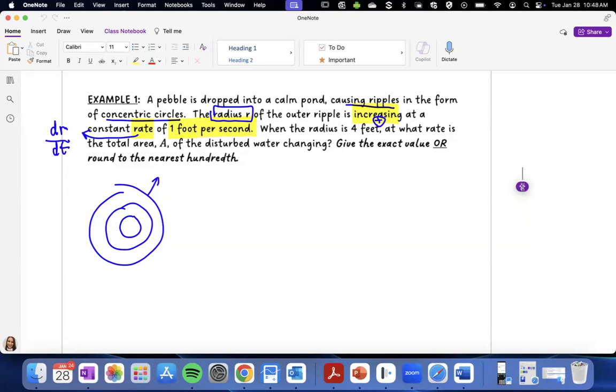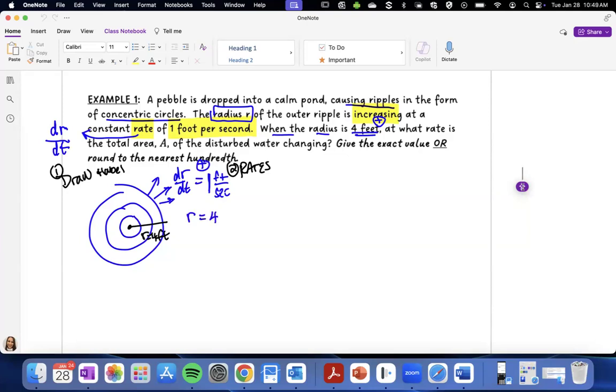Okay, so my radius is going to be r equals 4 feet. This is the first part of DREDS. We drew a picture and labeled. Finally, we're going to deal with all of our rates. I listed some. I know dr over dt is 1 foot per second. I also know my radius r is 4 feet.